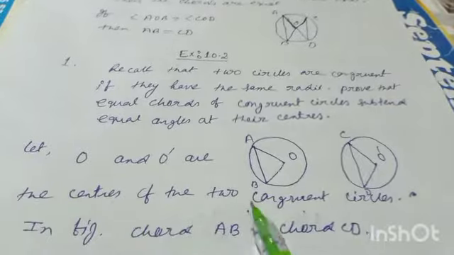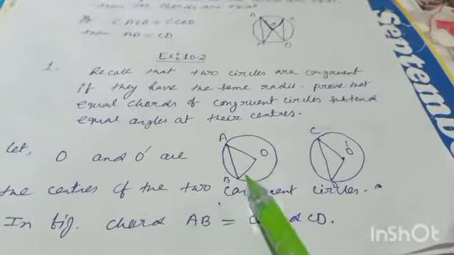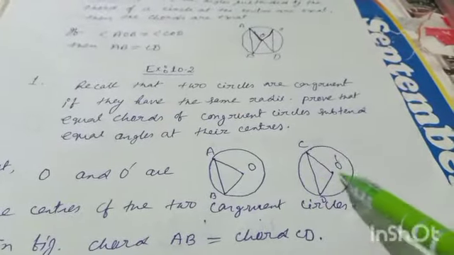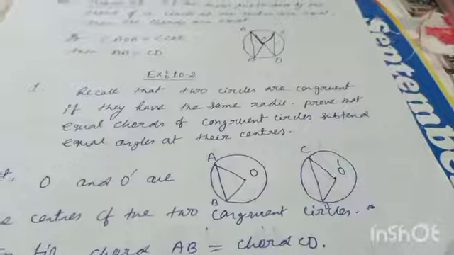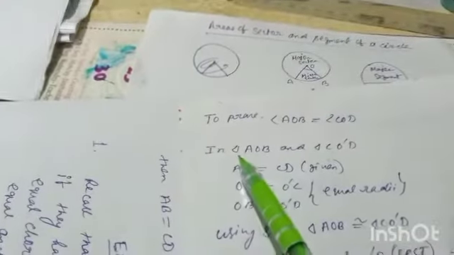Let O and O dash be the centers of two congruent circles. In the figure, chord AB is equal to chord CD. Now, what do we need to prove? We need to prove that angle AOB is equal to angle CO'D. It is very easy. Why? You need to prove two triangles are congruent. So I am taking triangle AOB and triangle CO'D.